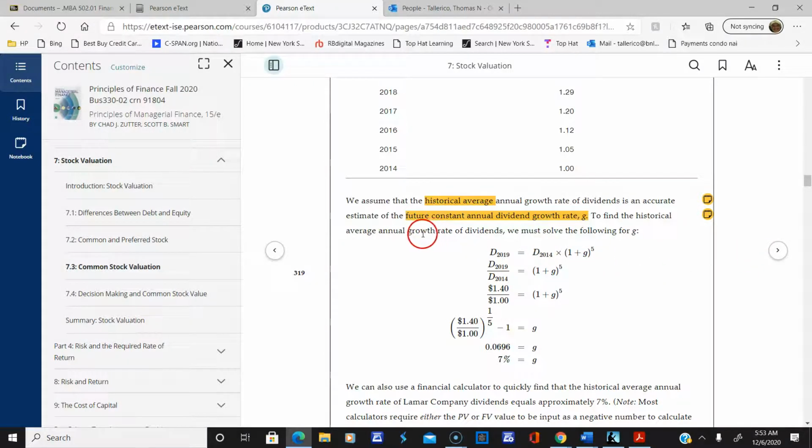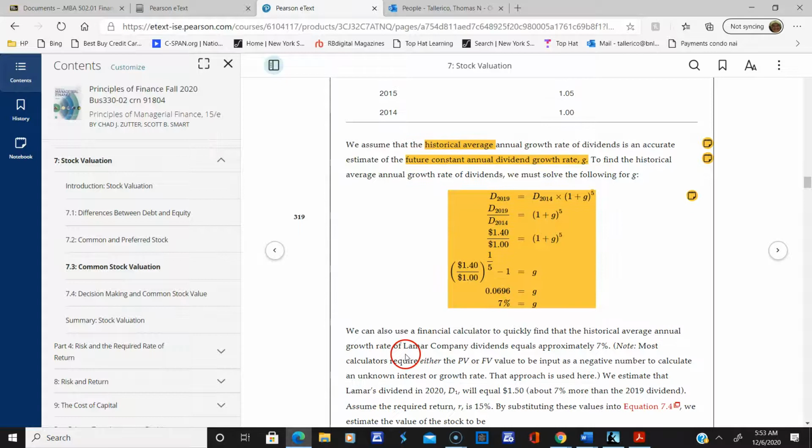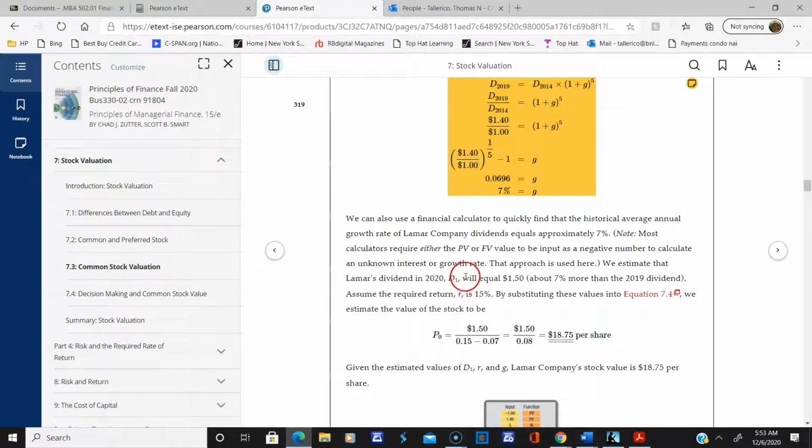To find the historical average annual growth rate of dividends, we're going to solve this equation, and now we're doing compound growth rate here. We're using the compound average annual growth rate, and we're going to solve for G. We solve for G in this manner here. If anyone is not clear about this, please email me. This could be a little confusing. We solve for G, and it's approximately 7%.